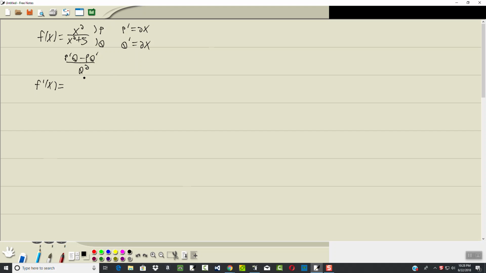So we'll plug in everything. P prime is 2x times Q, which is x squared plus 5, minus P, which is x squared, times Q prime, which is 2x, over Q squared, which is x squared plus 5 squared. Let me double check everything. 2x times that, and then 2x times, okay.